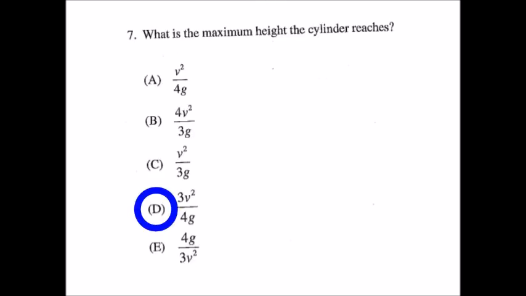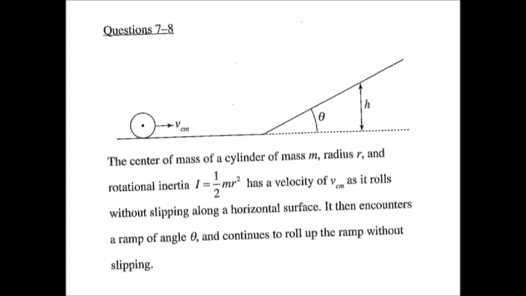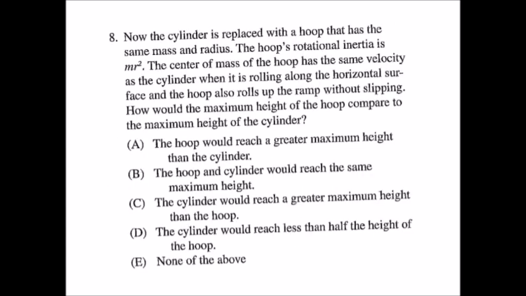On to number 8. It's the same sort of thing, but number 8's more wordy. Now, the cylinder is replaced with a hoop. Cylinder is now a hoop. It has the same mass, same radius. The mass cancels out, but same radius. The hoop's rotational inertia is mr squared. Well, we don't really care about radius either. Anyway, the hoop's rotational inertia, mr squared. The center of mass, the hoop, has the same velocity as the cylinder when rolling along the horizontal surface, and the hoop also rolls up the ramp without slipping. How would the maximum height change?